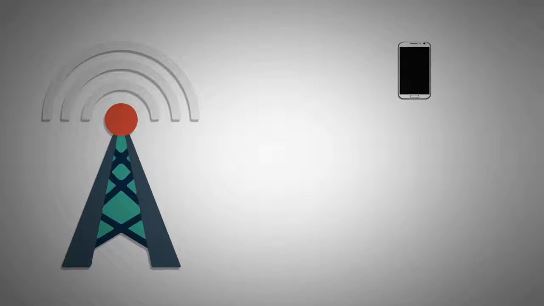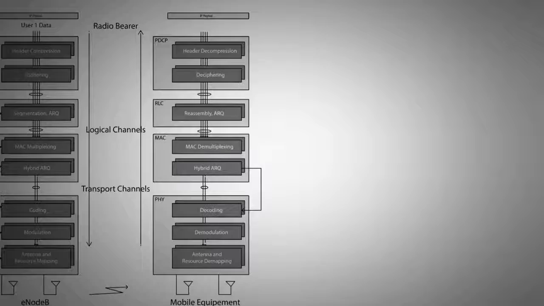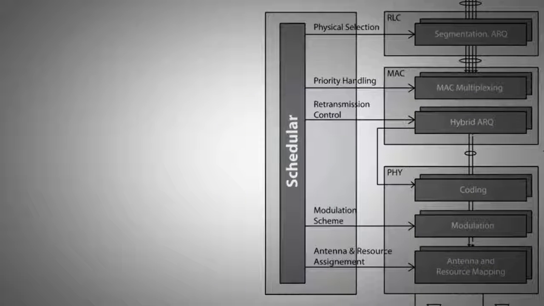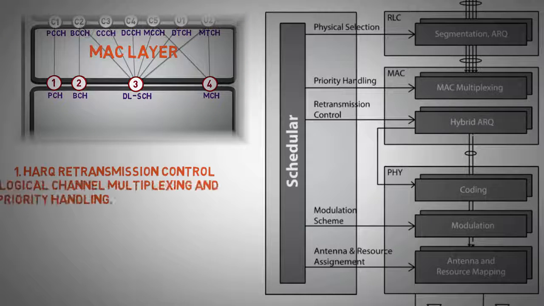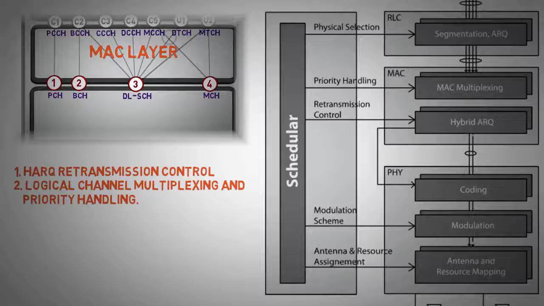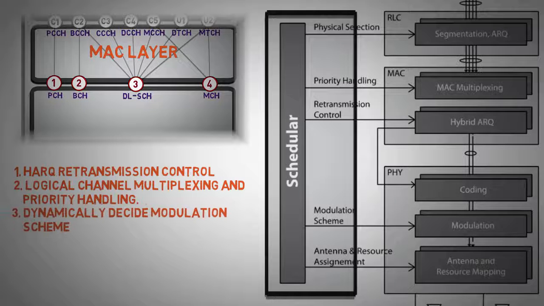The most important function of eNode B is to allocate resources dynamically. This function is handled by MAC scheduler module of MAC layer. Previously we have discussed that MAC layer has to handle 1. Hybrid ARQ retransmission control, 2. Logical channel multiplexing and priority handling. These functions are actually handled by MAC scheduler module. In addition to that, it has to dynamically decide modulation scheme.